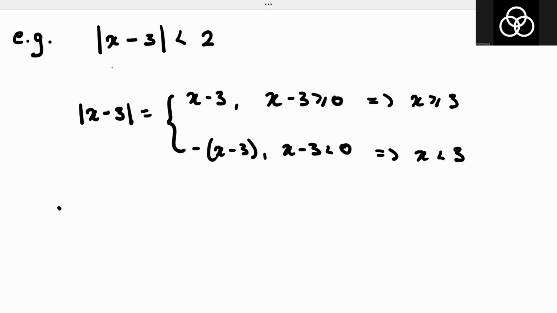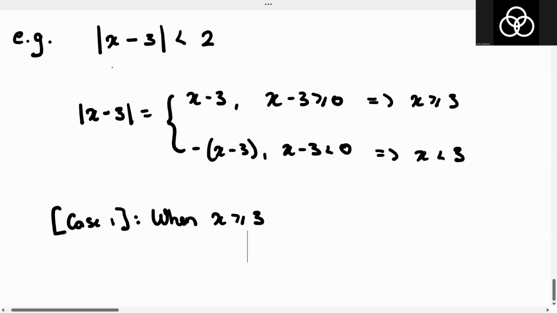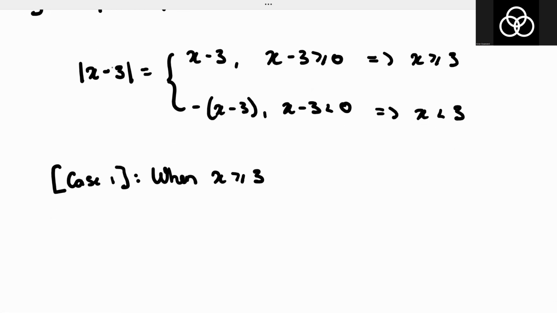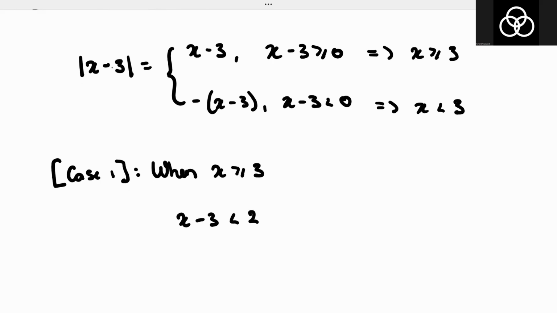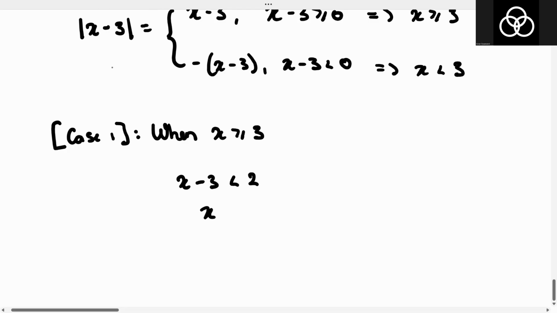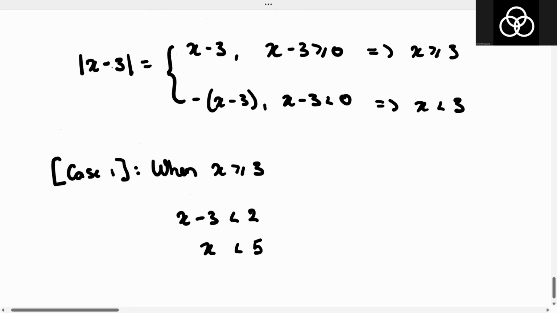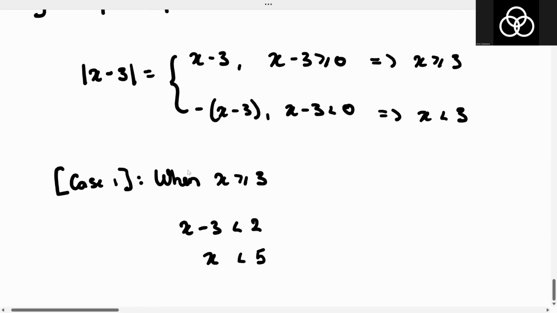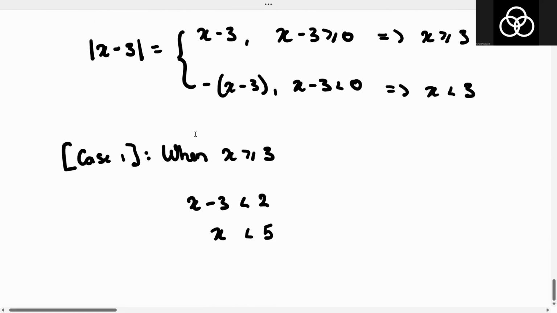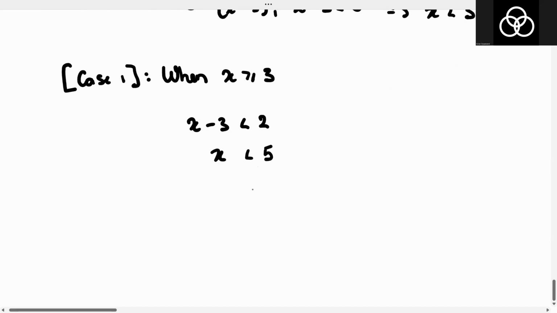We could see that we are going to have 2 cases to deal with. So case number 1, when x is greater than or equal to 3, what do we have going on? Well, we use this top part of the piecewise. So we have x minus 3 is less than 2. So x is less than 5. So in this first case, we get that the range of values of x satisfying this is x must be less than 5.